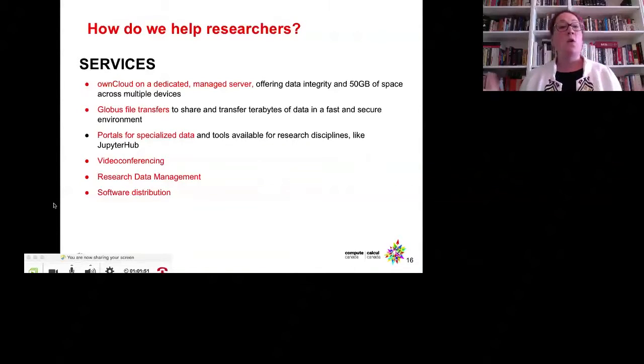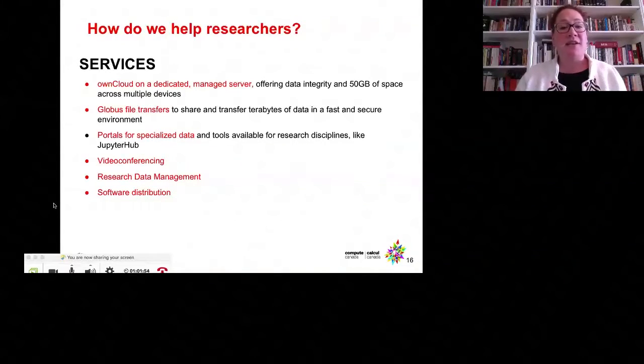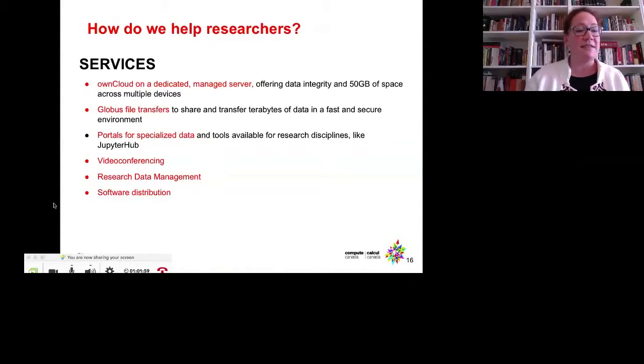So some of these: ownCloud, a dedicated managed server offering data integrity and 50 gigabytes of space across multiple devices. What that means is ownCloud is like Dropbox, but not in the US, and so not in violation of all kinds of data sovereignty. It's a Canadian-based, Dropbox-like, easy-to-use storage platform. When you get an ownCloud account, you get up to 50 gigabytes. That can be expanded on a case-by-case basis depending on what you're going to be using it for.